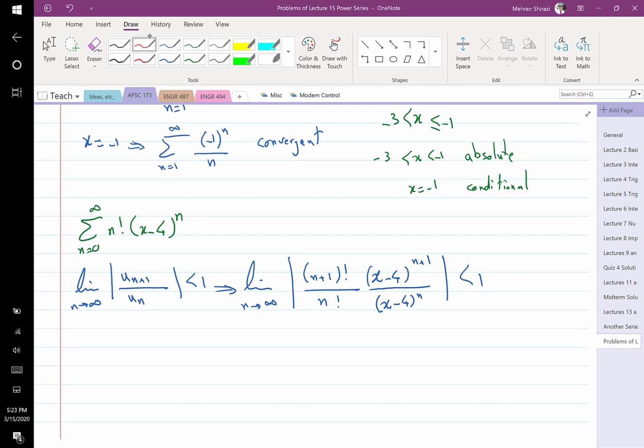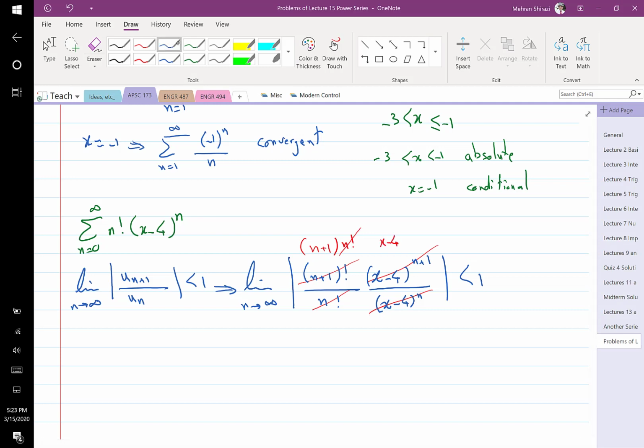So let's see what we have here. What we get is n plus 1, because previously we saw that (n plus 1) factorial is actually n plus 1 times n factorial. N factorial is cancelled with the denominator, so in the numerator we have n plus 1. And then we can cancel these like before. Remaining is x minus 4.